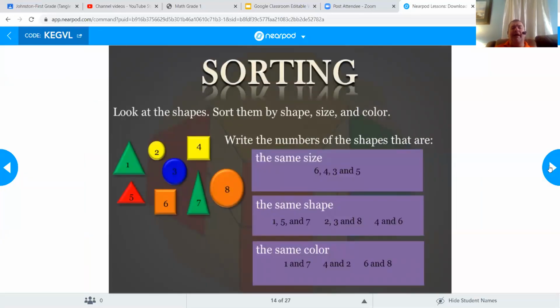So look at the shapes. We're going to sort these shapes by size and by color. And we're going to write the numbers of the shapes that are the same size. We have shape 6. It's a square. Shape 4 is also a square. And these two are the same size. And we also have 3 and 5.